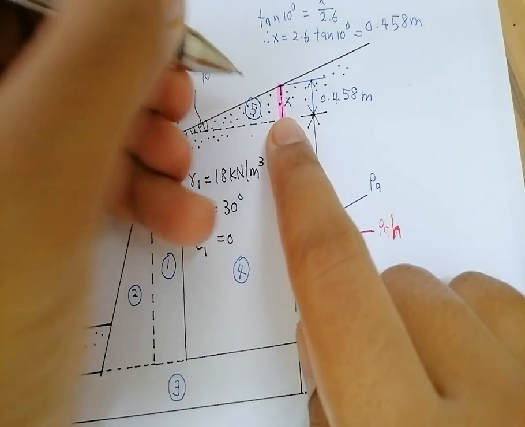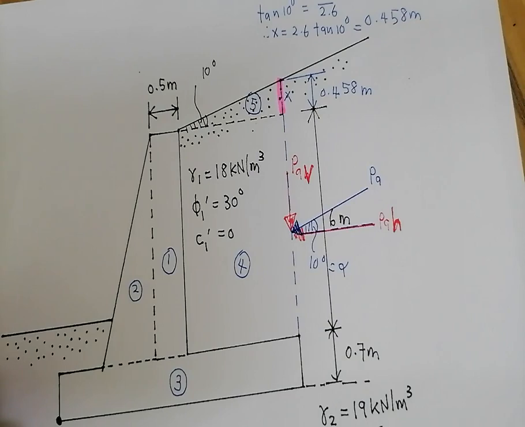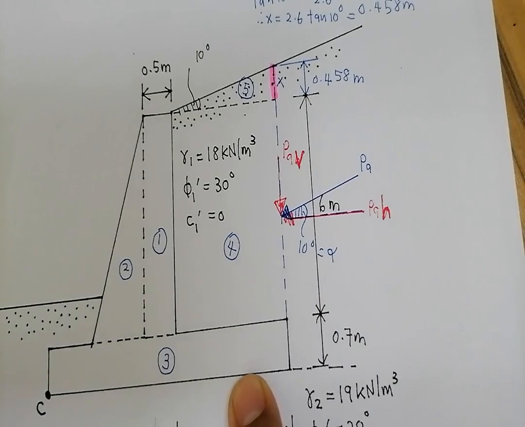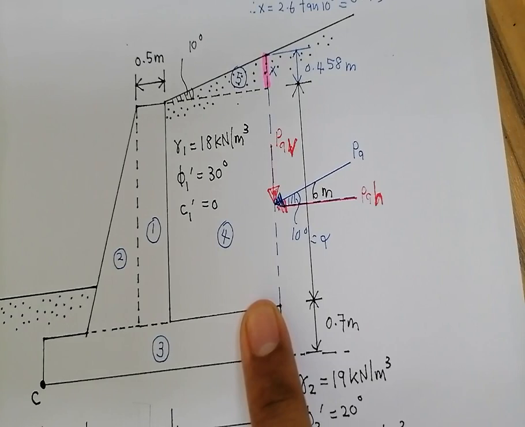The order doesn't matter. You don't have to worry about that. This is my way of numbering my sections. I repeat, with Rankine, you have to include the weight of the soil above the heel. Where is the heel again? So this is the toe, this is the heel. So you have to include the weight of the soil above the heel, which is this one and this one.